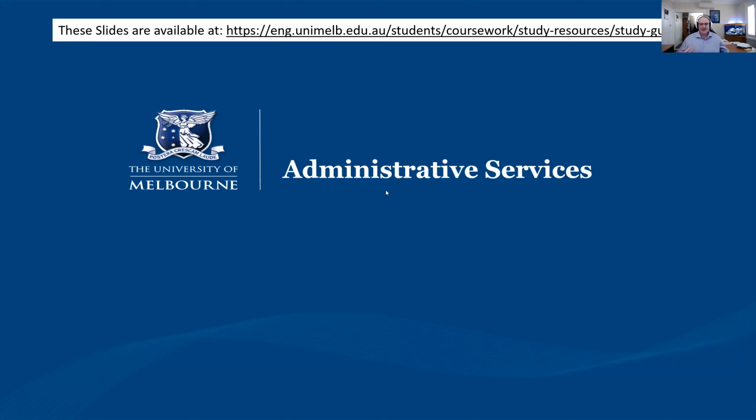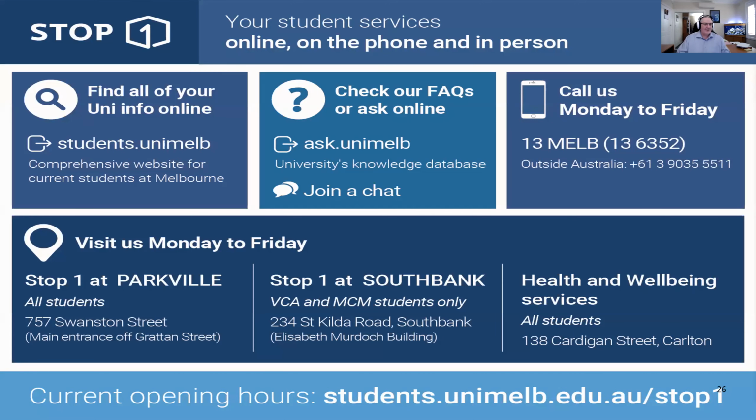Let's move on and look at the admin side of the university. I need to go a little bit faster, which is hard to do because I go pretty fast anyway. Essentially, the place to go for all the help is Stop One, and there's a whole variety of ways to get hold of them. You can see that on the slide. The best way is to go to ask.unimelb or students.unimelb. Of course, you can't go to Stop One in person at the moment because no one will be there.